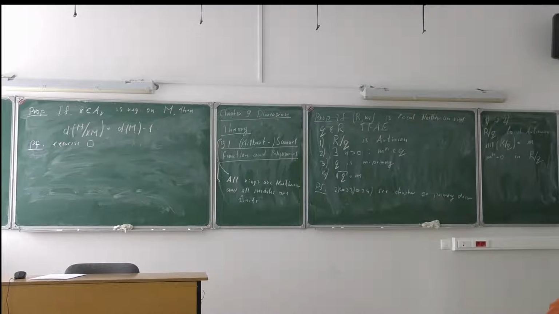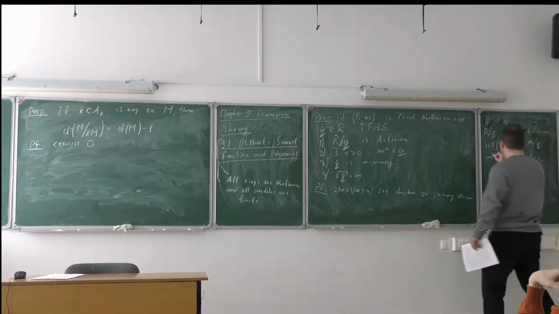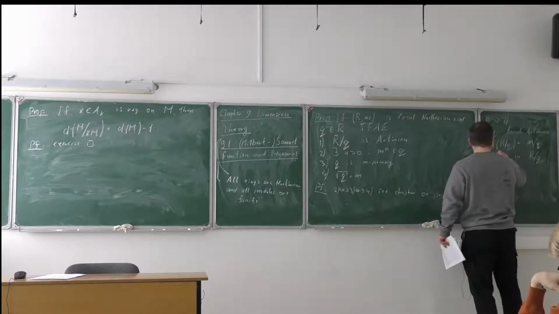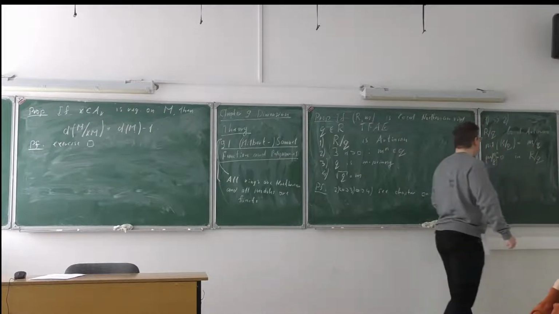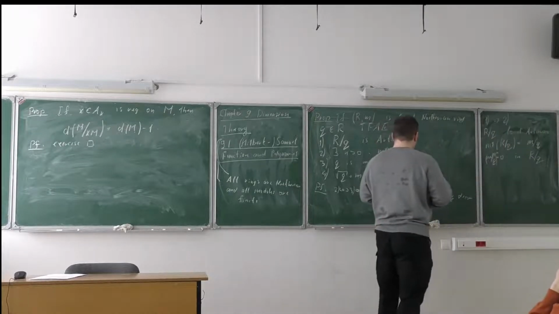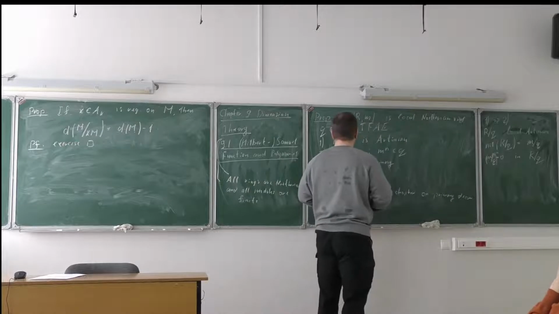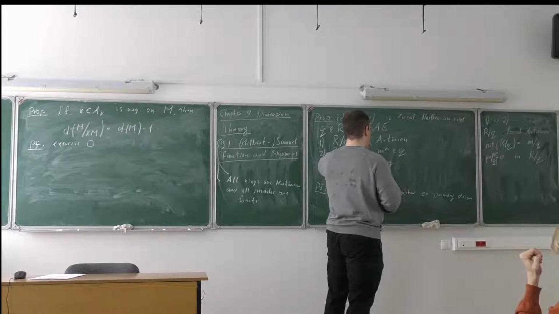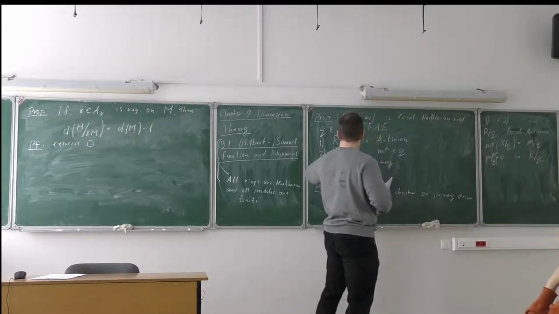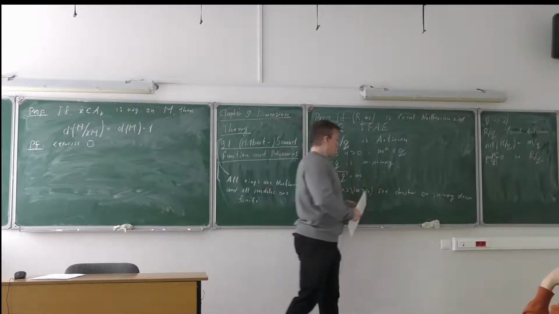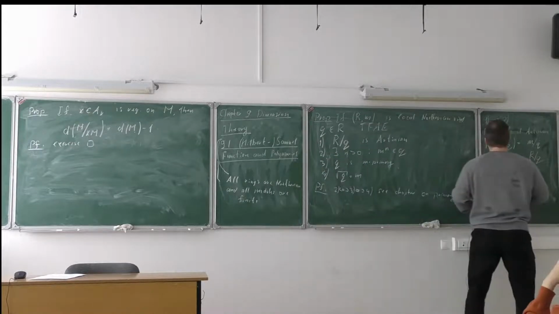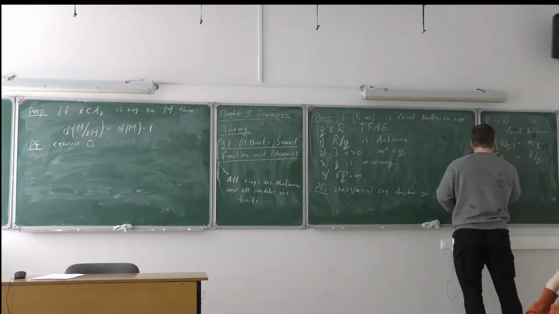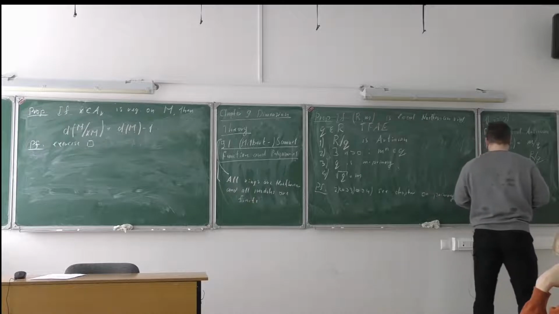Maybe to be completely formal, I need to write M modulo Q. This is the ideal M in the quotient ring, and the same I need to do here. That's the same thing, but written more formally. But if we have this, then clearly we have condition 2. So let's go in the other direction: 2 implies 1.